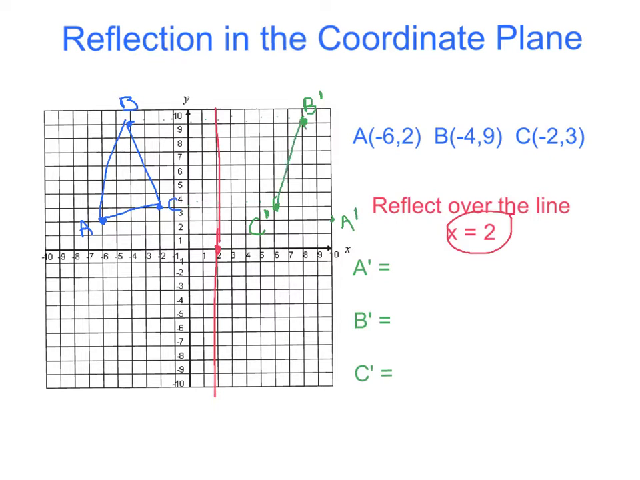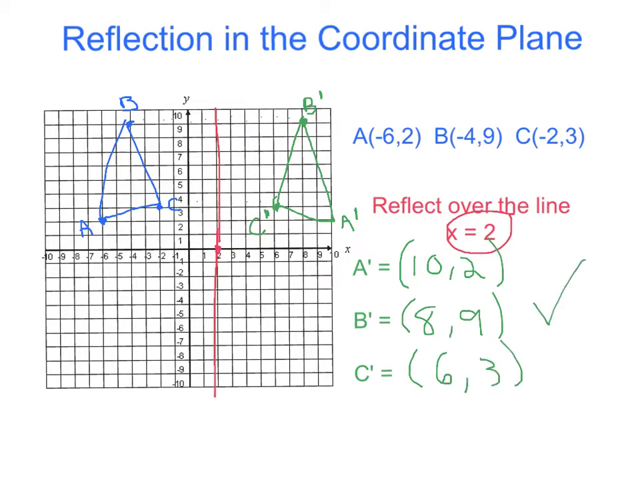And now we just have to connect those dots. And there we have the reflection of the original triangle A, B, and C. But we want to actually write the coordinates of our new points. A prime, the new point, is at over 10 up 2. B prime is over 8 up 9. And then C prime is over 6 up 3. And that's it.